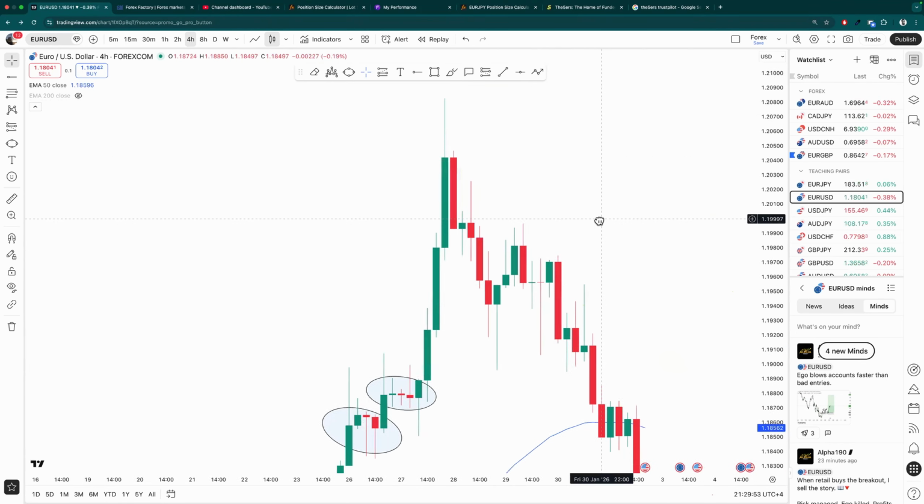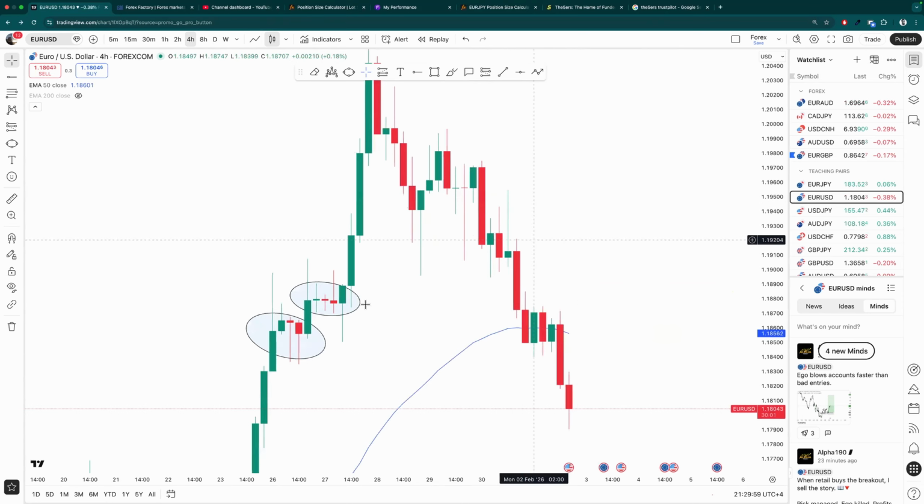Now again, here these structures mean nothing. These structures mean nothing at all unless we have a break of this.